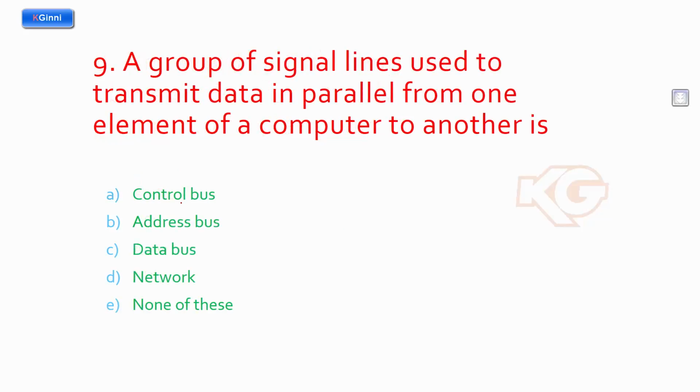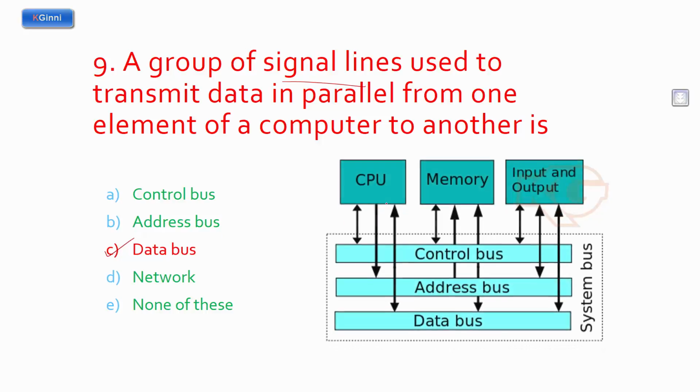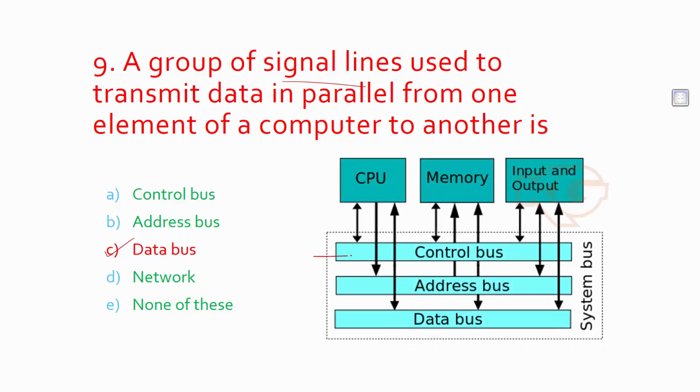A group of signal lines used to transmit data in parallel from one element of a computer to another. So how is that happening? Through lines. So you must have seen that in your computer preparation. Whether it is the control bus, address bus, or the data bus, the option should be the data bus. You can see it in the picture. Here comes the CPU, memory and input. There are three types of them: control bus, address bus and data bus, but he is talking majorly about data, so data should always go to the data bus.